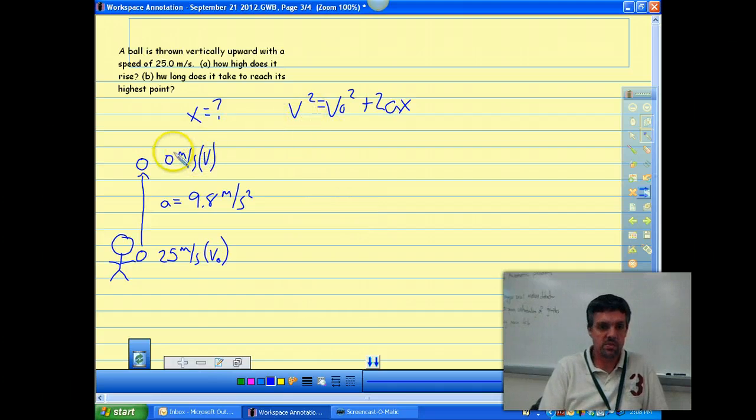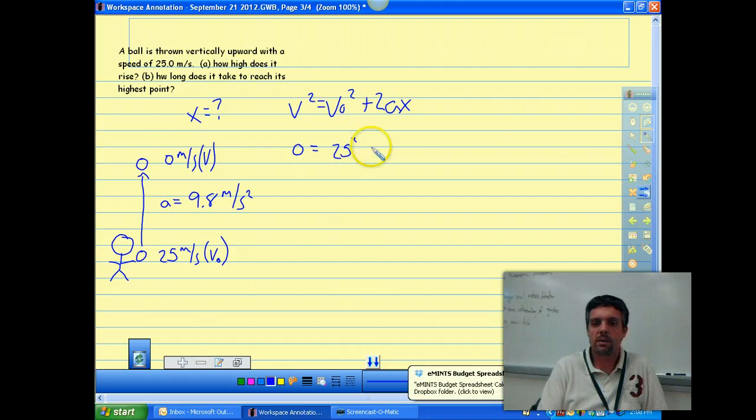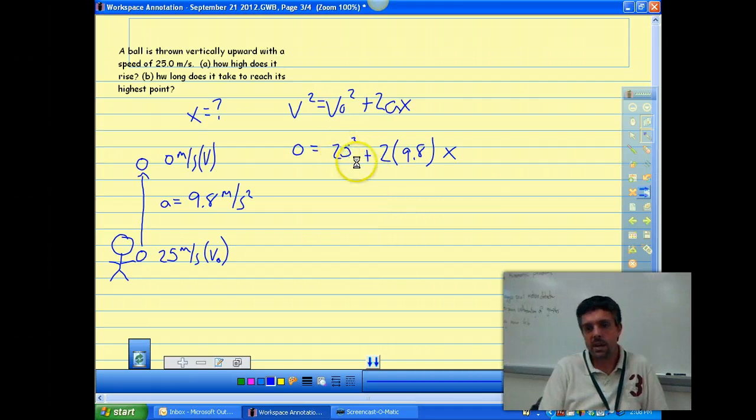V, in this case, was 0. And so we got 0 squared is 0. V naught is 25. We got to square it. Okay? Plus 2 times 9.8, and x is what's left. How am I going to get rid of something that's a positive number being added over here? I'm going to subtract it out.